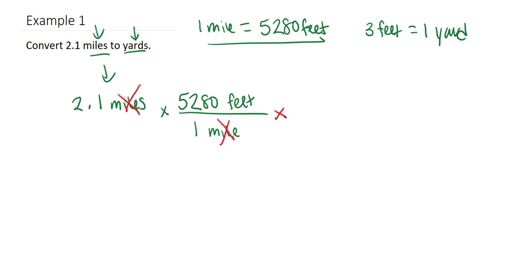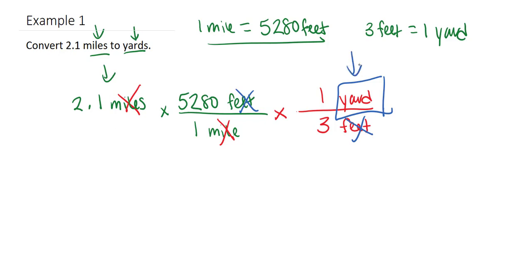And now we want to get rid of feet. So how do we get rid of feet? Well, we put feet on the bottom here, and then we put yards on the top. We know 3 feet is equal to 1 yard. That means we can get rid of feet here, and we're left with yards on the top, which is exactly what we want. We want to have the end unit on the top. Then all we need to do is multiply what's on the top and divide by what's on the bottom.